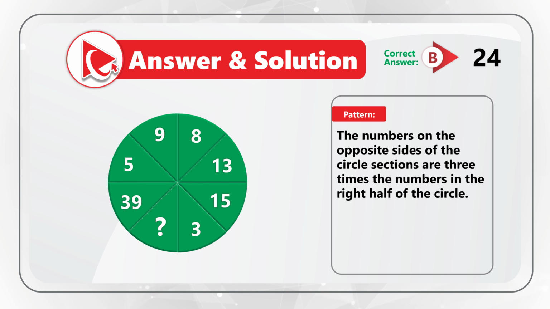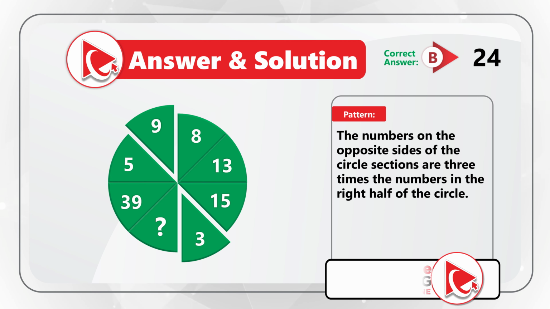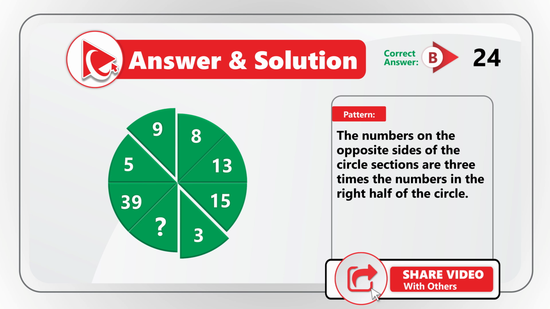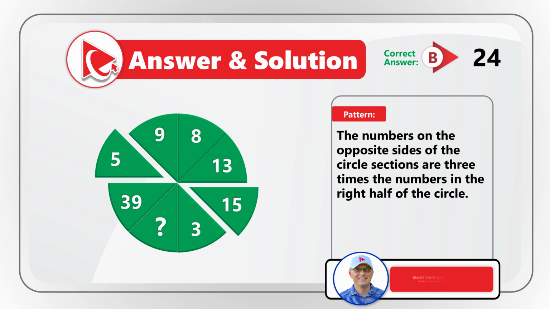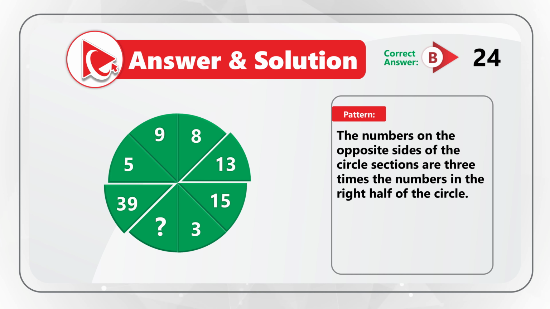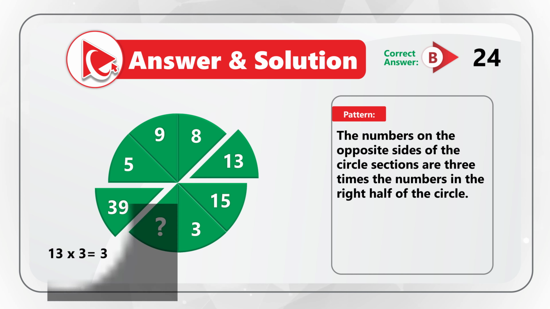For example, the numbers on the opposite sides of the 5 o'clock section and 10 o'clock sections are 3 and 9. And 9 is 3 times larger than 3. The next set of numbers is 5 and 15. And 5 multiplied by 3 equals 15. The next set is 13 and 39. And obviously, if you multiply 13 by 3, you will get to 39.